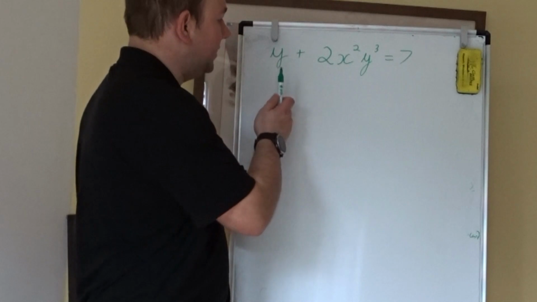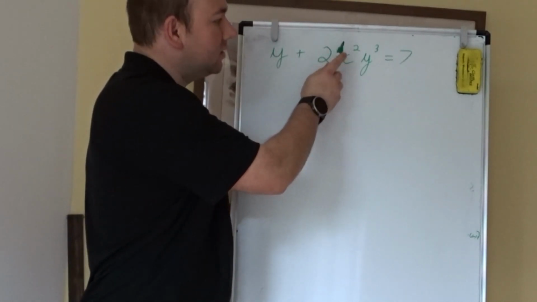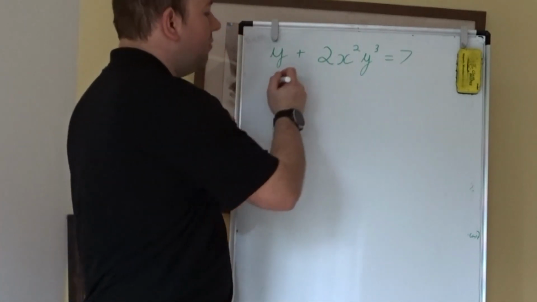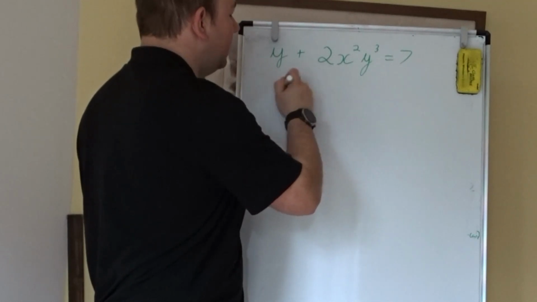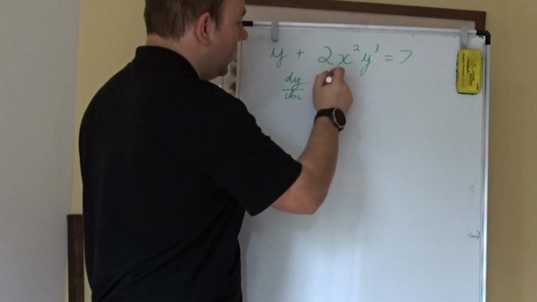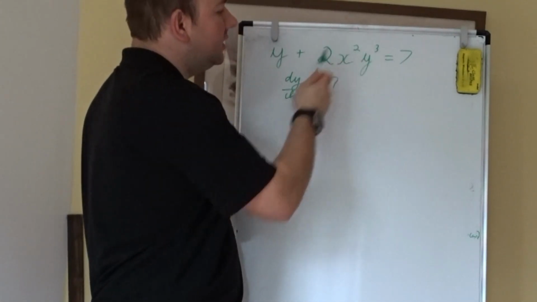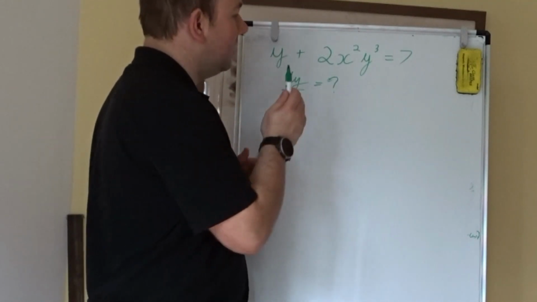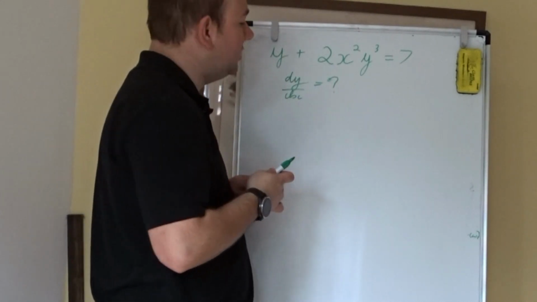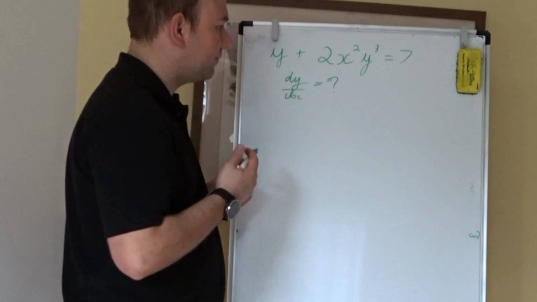Let's consider this. You have y plus 2x squared y cubed is equal to 7. And we want to find dy by dx. The issue we're going to have is we can try and rearrange this so we have y is equal to something in terms of x. But the problem is we can't actually do this. So therefore we have to use something called implicit differentiation.